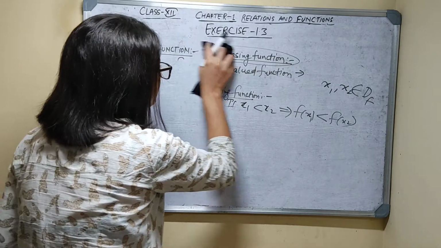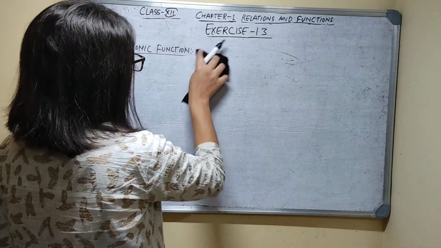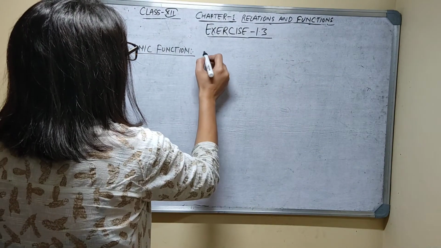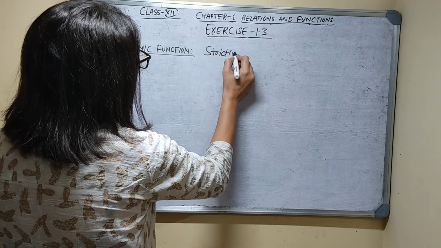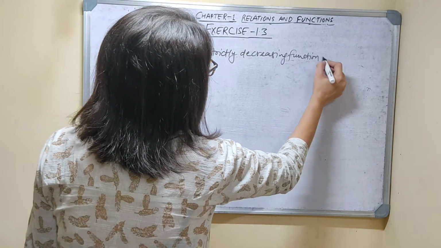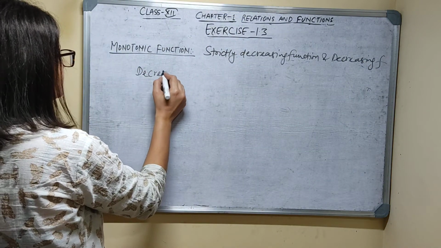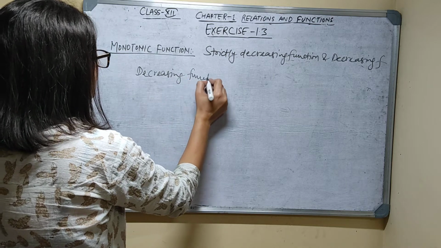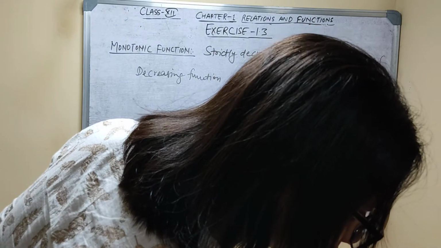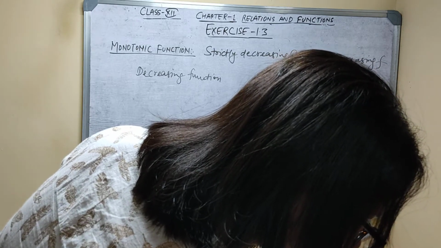Same you have to do for decreasing function and strictly decreasing function. These all we are learning in the monotonic functions. Strictly decreasing function and decreasing function. What do you mean by decreasing function? Decreasing function means if x1 is greater than x2, I will write like this.